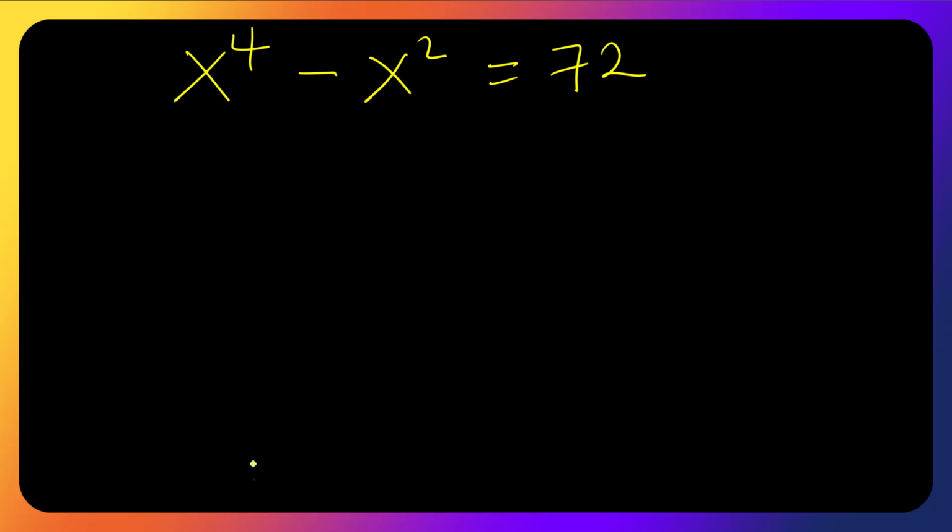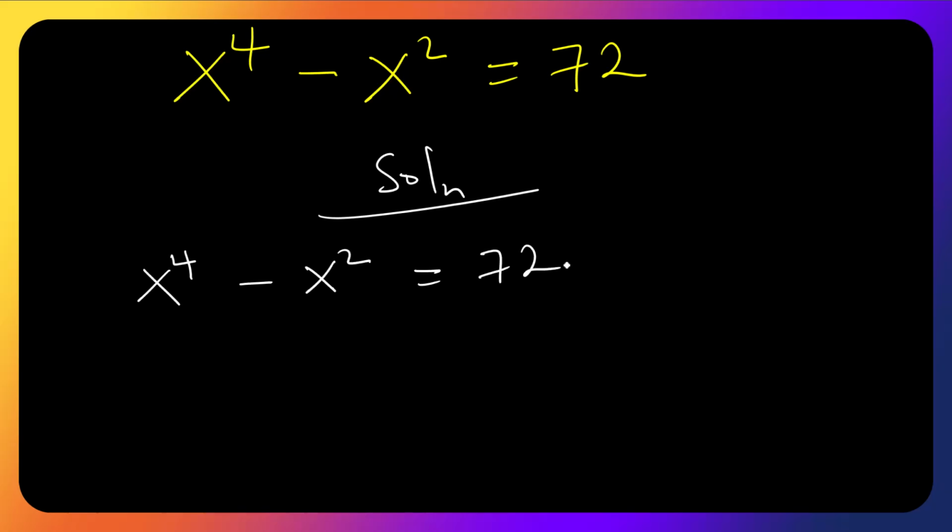Now, how do we solve for x here? We have x to the power 4 minus x squared equals 72. Solution. Given x to the power 4 minus x squared equals 72.